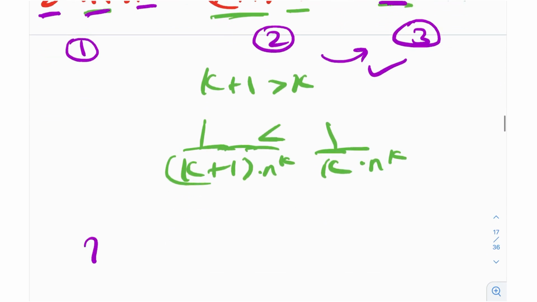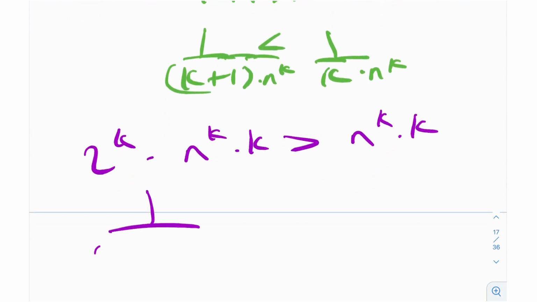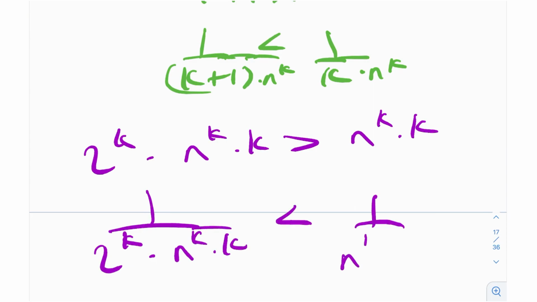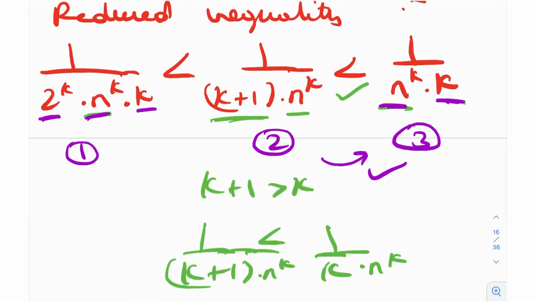So it's obvious that 2 raised to the power k times n raised to the power k times k will be greater than n raised to the power k times k, which essentially means that 1 by this quantity, n raised to the power k times k, will be less than this quantity on the right hand side. And therefore the quantity on the right hand side, 1 by that quantity, is greater. So therefore this inequality also holds.